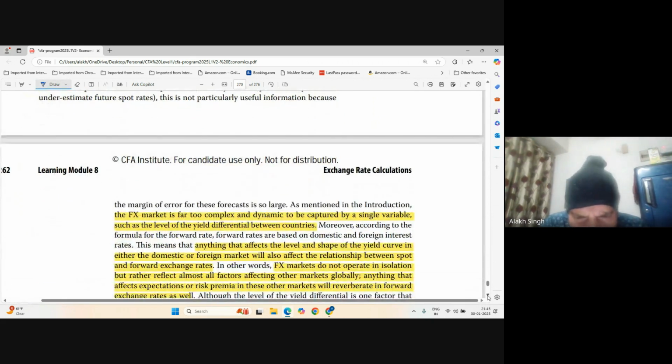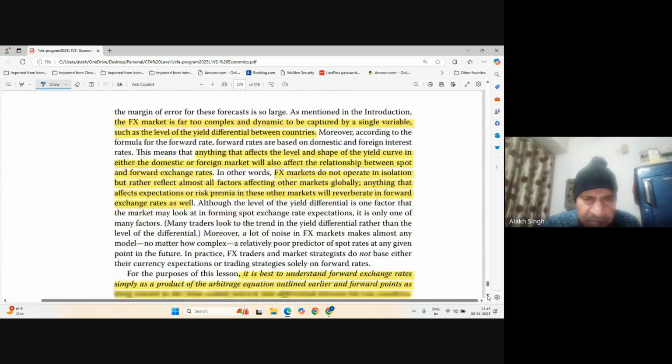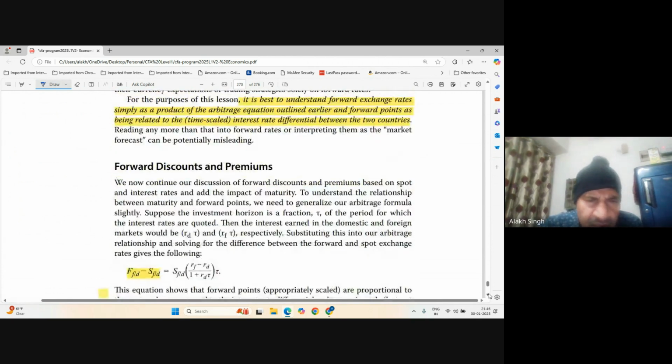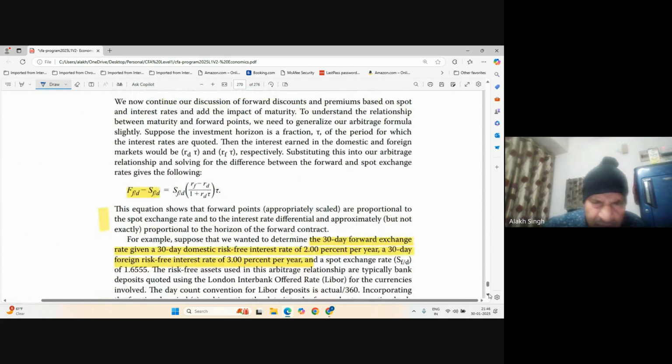Let's see the question. What is the question? A lot of junk material is written. So the conclusion is it is best to understand forward exchange rate simply as a product of the arbitrage equation outlined earlier, and forward points as being related to the interest rate differential. That we already discussed. Discount, forward discounts and premiums.